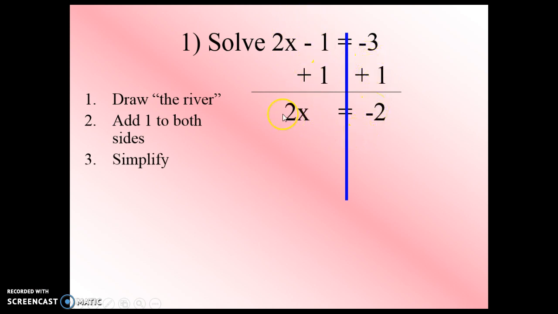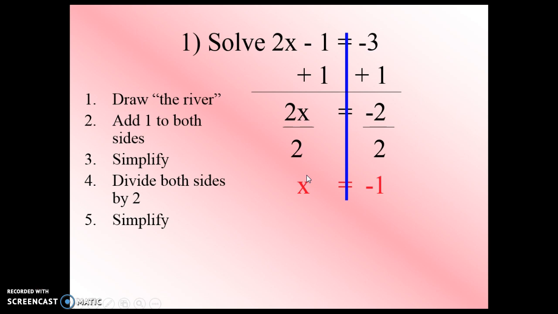Our last step, we have 2x equals negative 2. Remember, 2x is a multiplication problem, 2 times x. To undo multiplication, we have to divide. We divide by positive 2. Why? Because positive 2 is the number beside x. Divide both sides by positive 2. X is equal to negative 1.